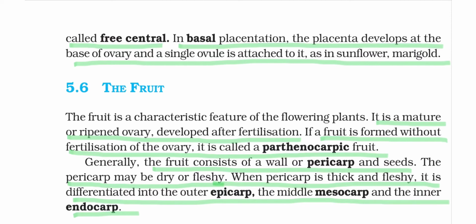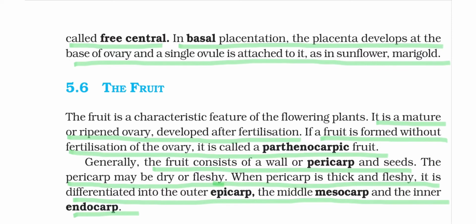Right now, the next topic is connected to this page. So, we are starting with the fruit. It is the ripened ovary. So, ovary after fertilization develops into fruit. If a fruit is formed without fertilization, a condition which also occurs many times, then it is known as parthenocarpic fruit. Generally, the fruit consists of a wall which is known as pericarp. So, fruit wall is known as pericarp, and fruit consists of seeds inside.